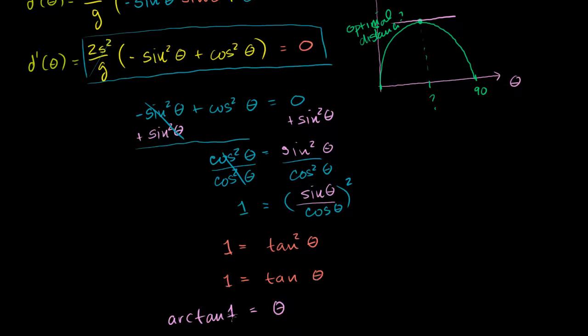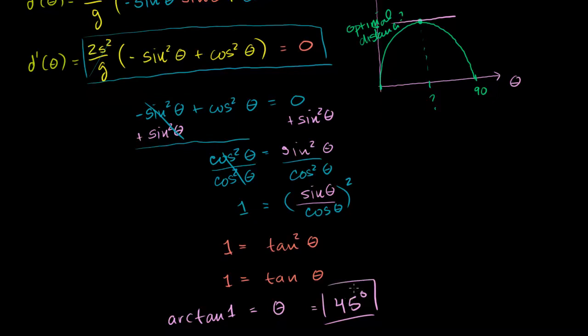You could use a calculator to solve that, or you might just know it by memory. This theta, the arctangent of 1, is 45 degrees, or if you are dealing in radians, it is pi over 4 radians. Either one of those is going to work. So our optimal angle when we shoot this thing is going to be 45 degrees.